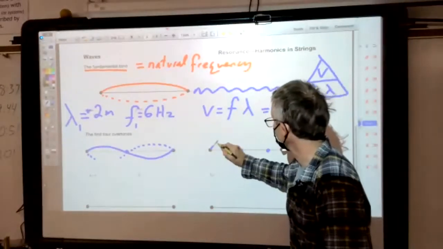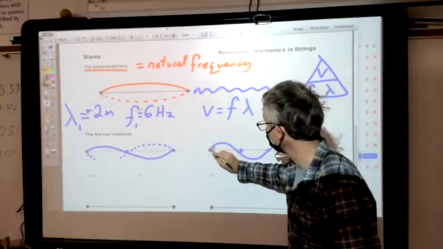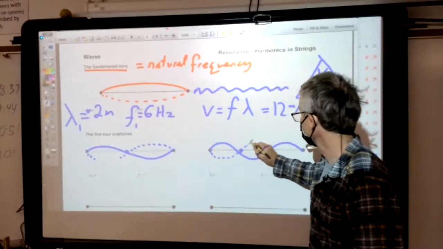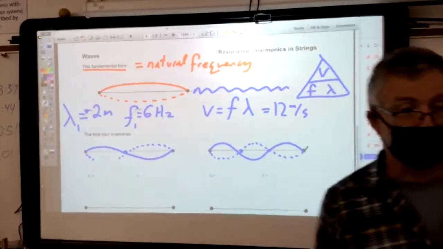And you can try to do this. This is kind of fun for some people, annoying for other people. Hope it's the first one. So that's the third harmonic.